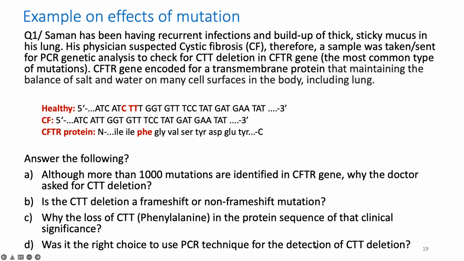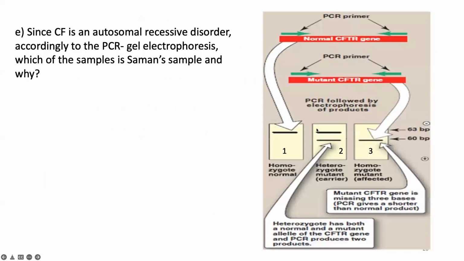Was it the right choice to use the PCR technique for detection of CTT deletion? Yes, absolutely, PCR can be used. Two sets of primers will be generated, one for the healthy DNA or gene sequence, and the other one for cystic fibrosis, considering the CTT deletion. Then both can be run. Once they are run, of course, there will be some probe added to the PCR to highlight, and then it'll be run on gel electrophoresis. So PCR is an appropriate technique to be used for such kind of mutation.